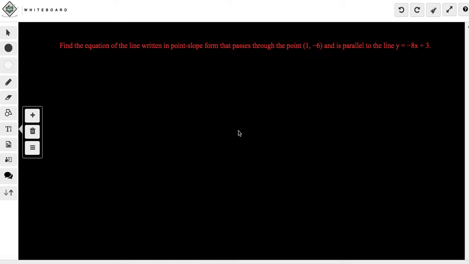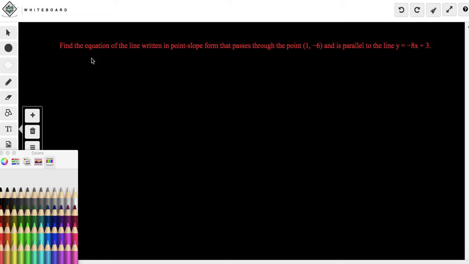All right, let's find an equation. When we're given a line, we want to find an equation of a line that is parallel to the given line. So here we go. We have our problem here. It says find the equation of the line written in point slope form. So we're going to have to pay attention to that. They want it in point slope form for the answer.